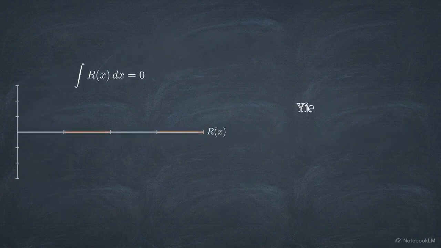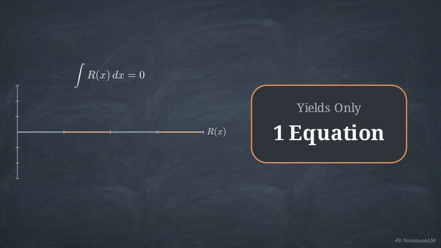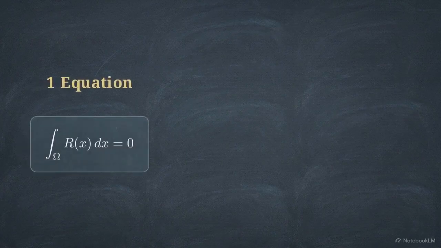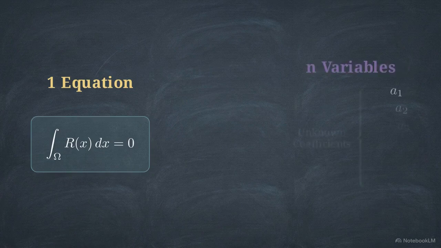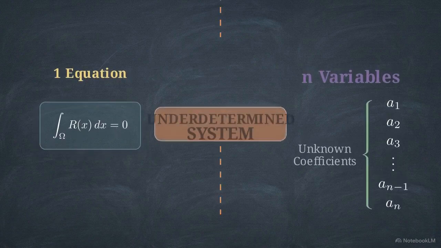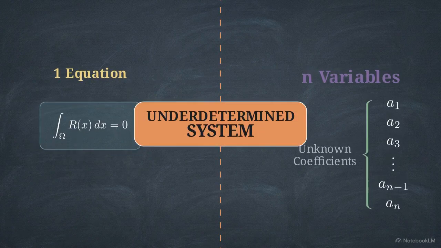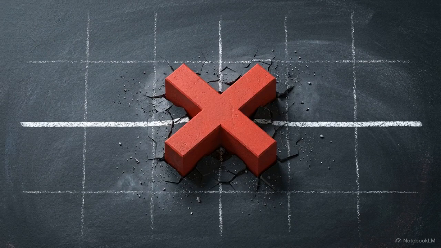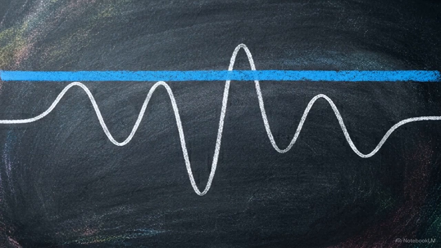But executing this integration yields exactly one broad algebraic equation. Recall that our series approximation relies on multiple unknown variables, ranging from a1 up to an. We now have exactly one equation on the left, pitted against an arbitrary number of unknown variables on the right. This creates a structural deficit, known in mathematics as an underdetermined system. You cannot solve for n distinct variables using only a single constraint. The algebra simply will not close. Relying purely on the raw residue integral fails because it lacks the mathematical dimensionality required to calculate every coefficient and define the exact shape of our approximation.